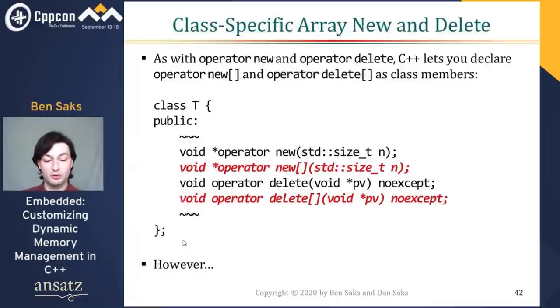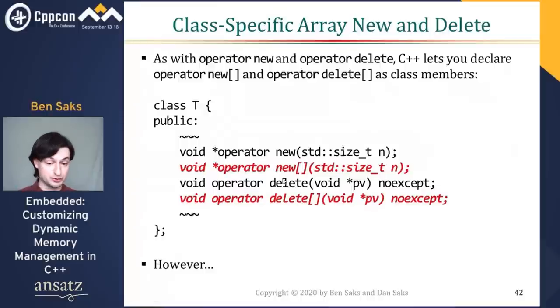So you can also make operator new square bracket and operator delete square bracket class members, just like you can make operator new and operator delete class members. This is something you are allowed to do, in which case an array of type T would be allocated using this operator new square bracket rather than the global one.